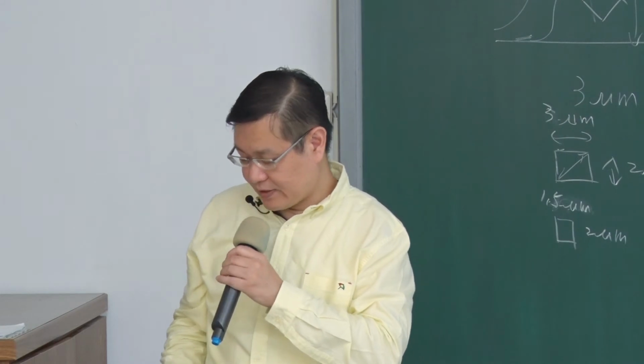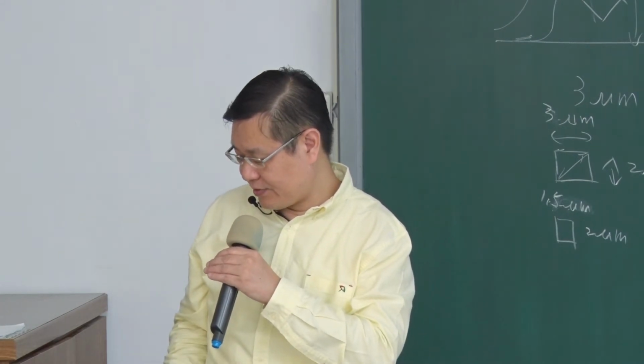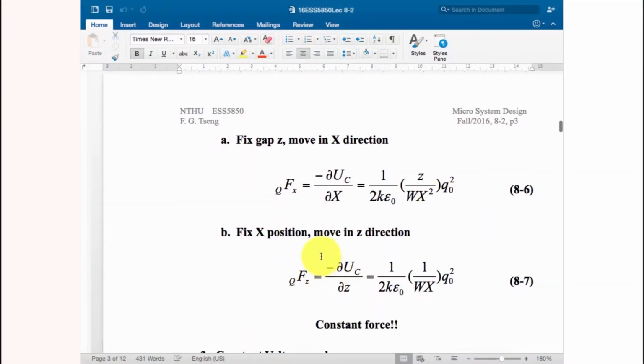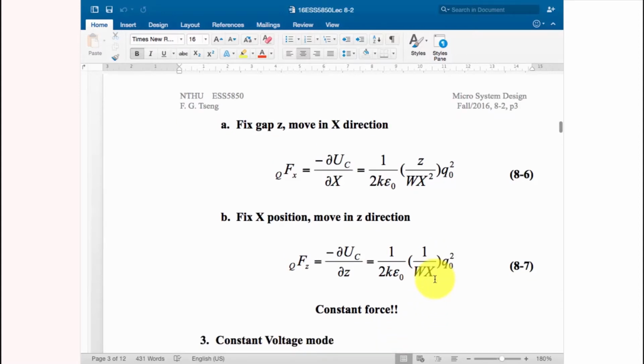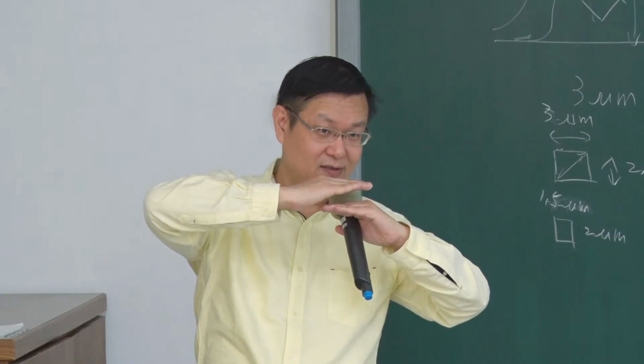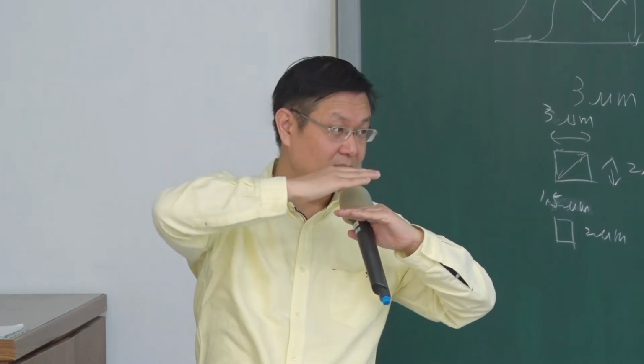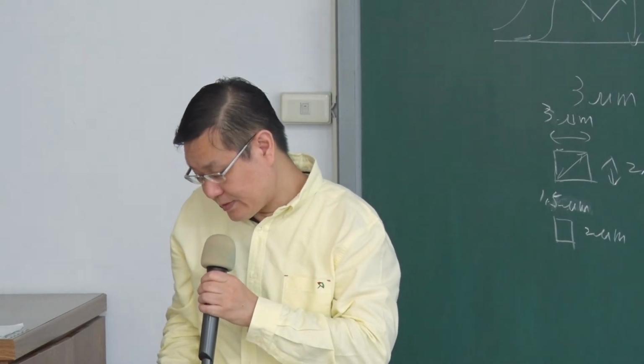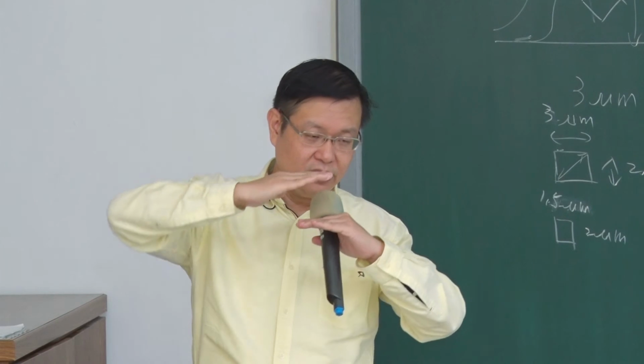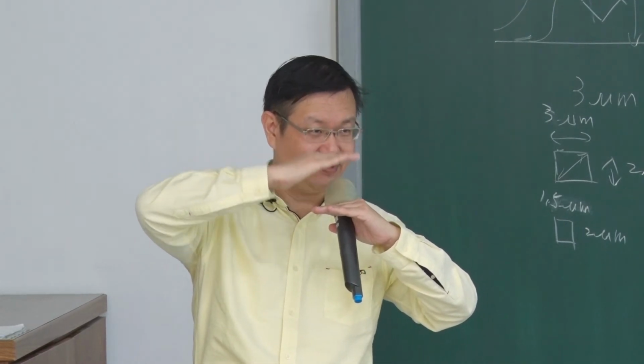Okay? And now you fix the overlap. The width is fixed, so the surface area is totally fixed. So now you find that if you fix the X overlap and move in the Z direction, the force is a constant. Okay, because your charge density is the same, right? The electrostatic field is going through these plates, and the density does not change with your movement in the Z direction. So the force is always constant because the charge density is the same. So it's interesting: in a constant charge mode, you move in the Z direction, you get a constant force.